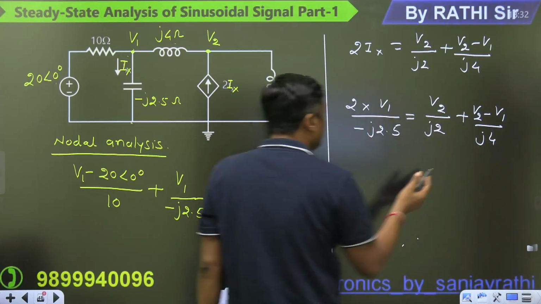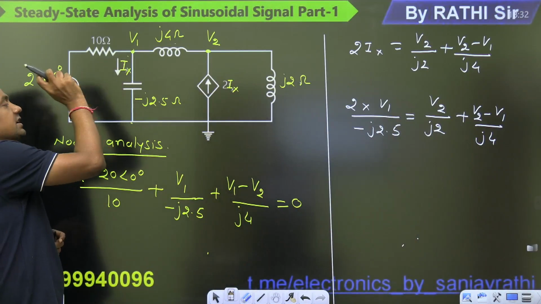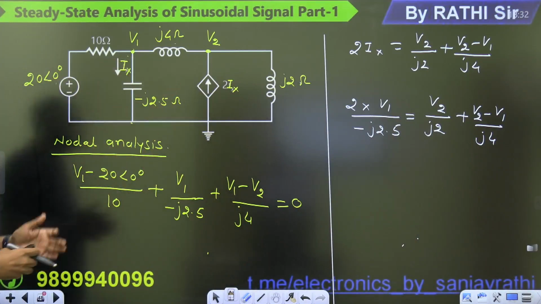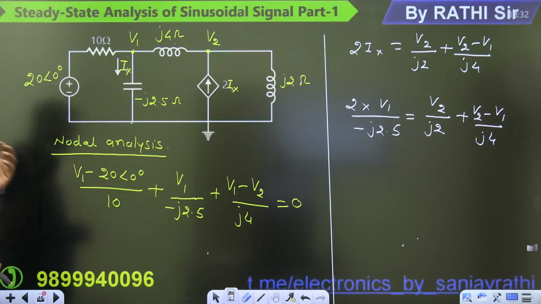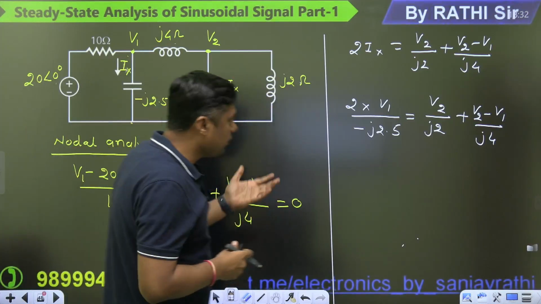You have two equations and two unknowns, and you have to find V1 because you have to find the Ix. So from the two equations and two unknowns, you can find the Ix, and that is the answer for that particular question, guys. But remember, first of all, try to solve.